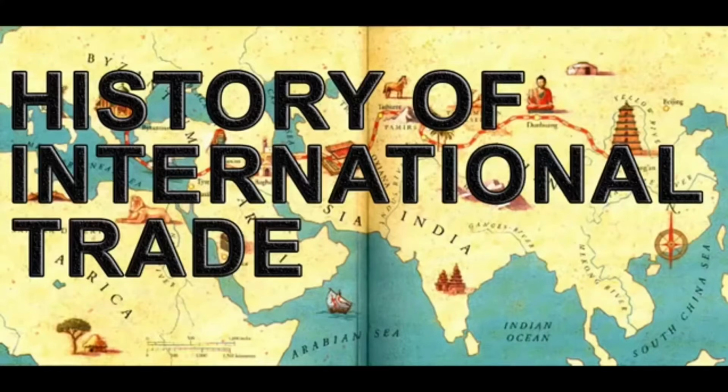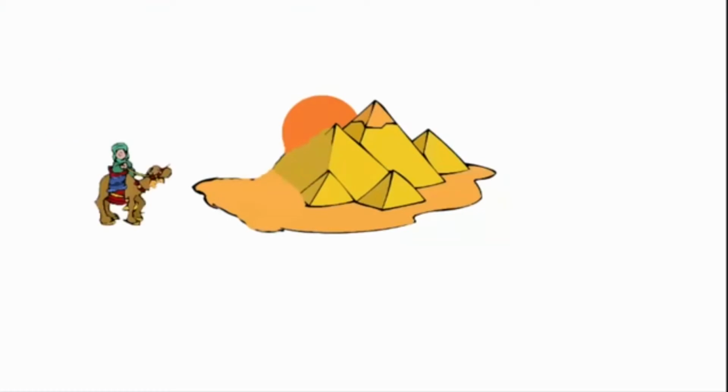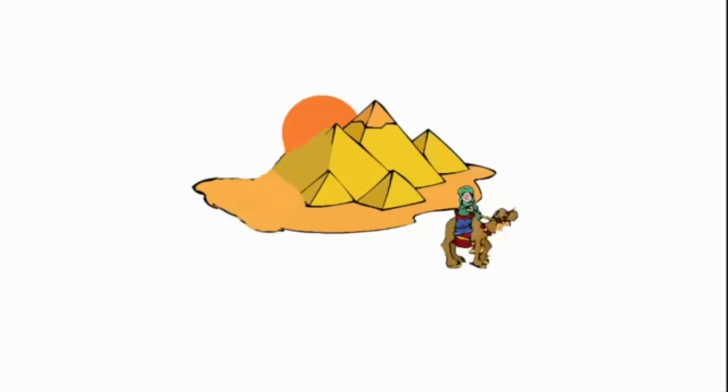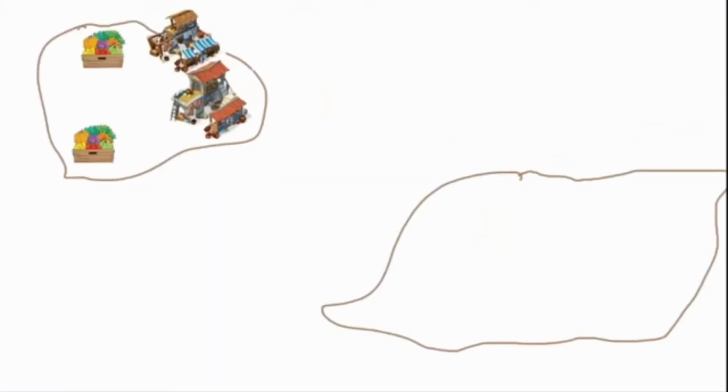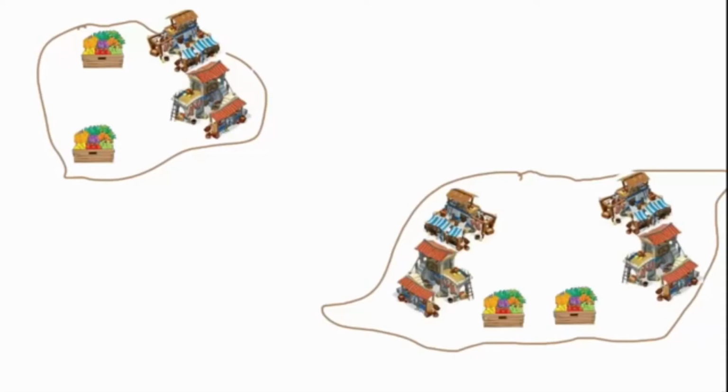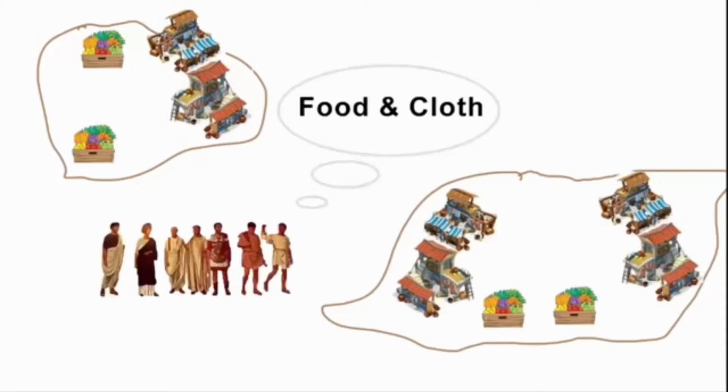Let's try to understand the history of international trade. In ancient times, transporting goods over long distances was risky. Hence, trade was restricted to local markets. People then spent most of their resources on basic necessities like food and clothes.